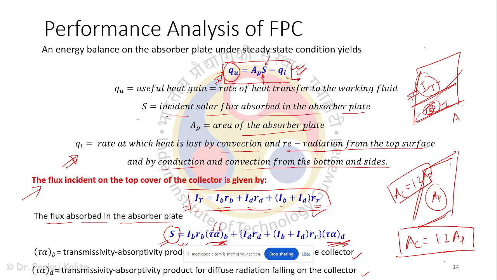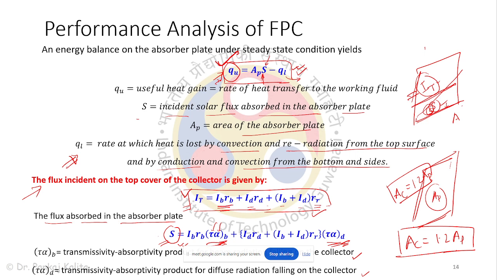Now the performance analysis of a flat plate collector. Basically at steady state you are doing an energy balance. Whatever incoming solar radiation falls on your absorber plate area, a part of it is utilized and a part of it is lost, right? So based on this basic energy balance, this equation can also be derived. This is the flux incident on the top cover of the collector. If you remember, this has already been explained in the previous lecture, right?